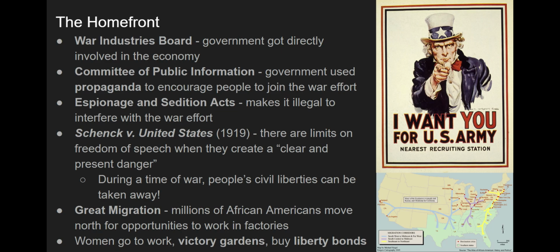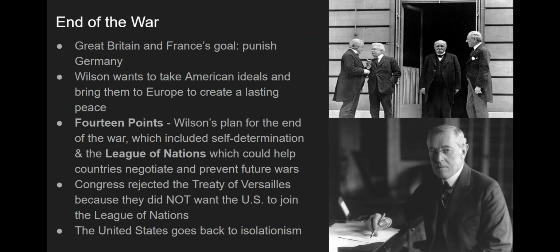Women are starting to go to work. They're working in factories. They're getting involved by planting victory gardens. Remember, there's rationing. You're limited in what you can buy. So they want people to grow things in their backyards. And they want them to buy Liberty bonds. This is a way for the government to raise a lot of money really quickly. It's an IOU from the government.